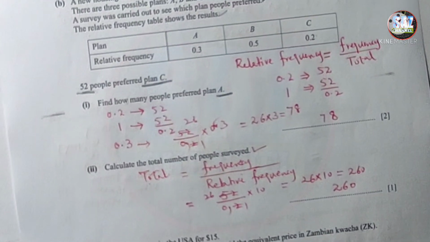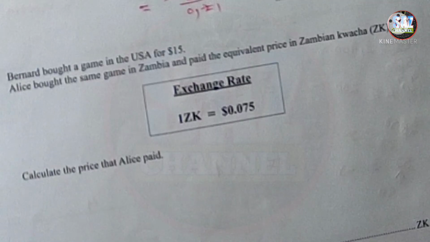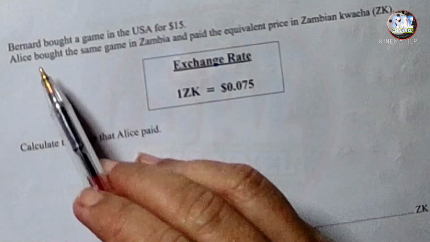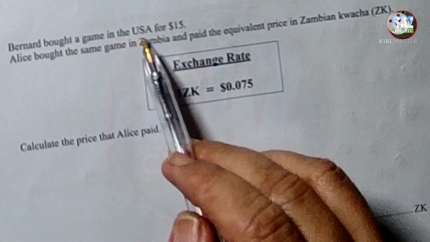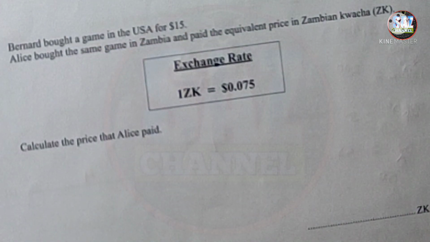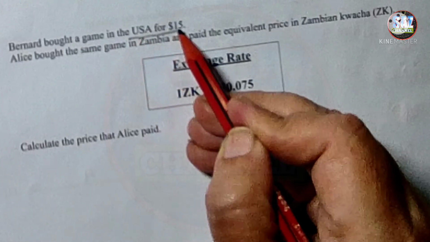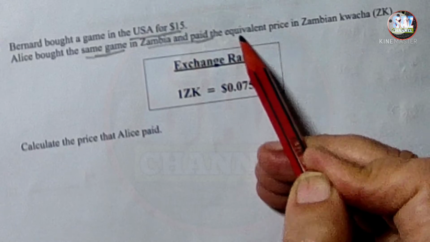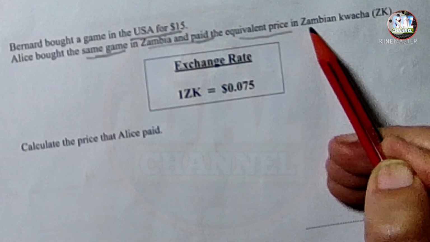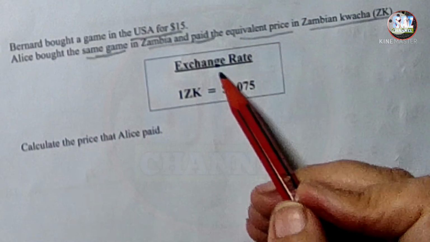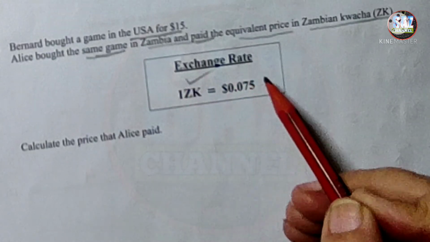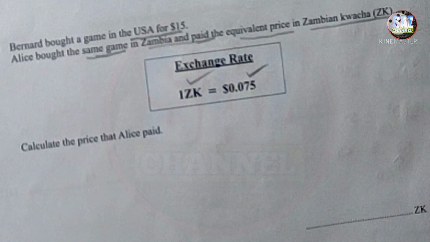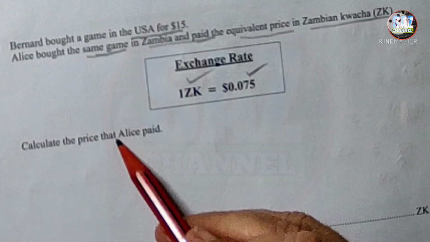Very easy question. And let's move to the last question of this page. The question says that Burnett bought a game in USA for $15, and Alice bought the same game in Zambia and paid the equivalent price in Zambian kwacha, where the exchange rate is 1 Zambian kwacha is equivalent to $0.075. Calculate the price Alice paid.